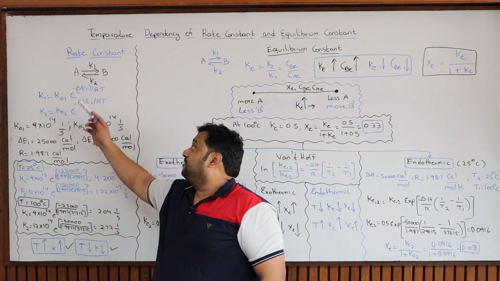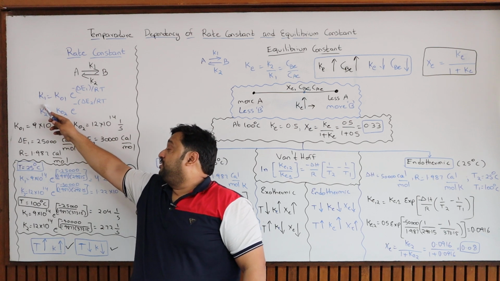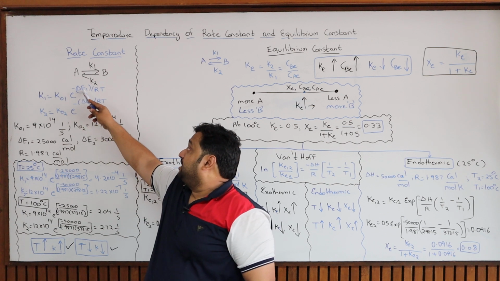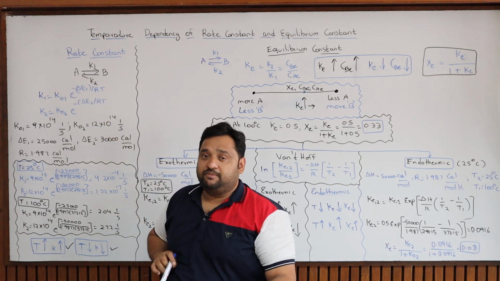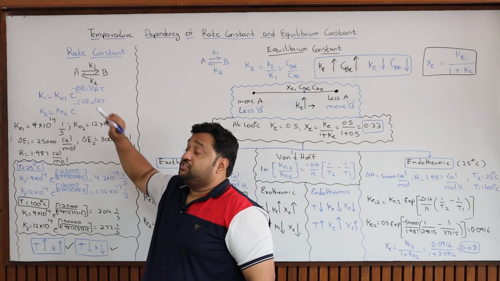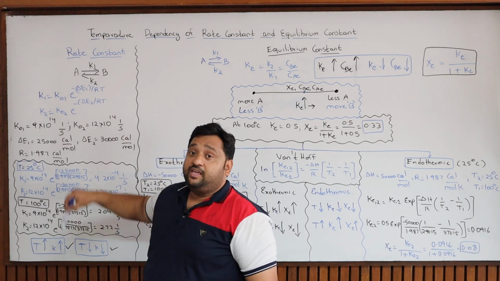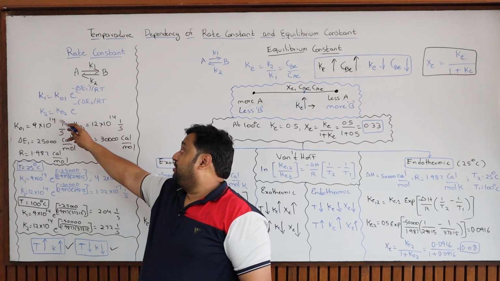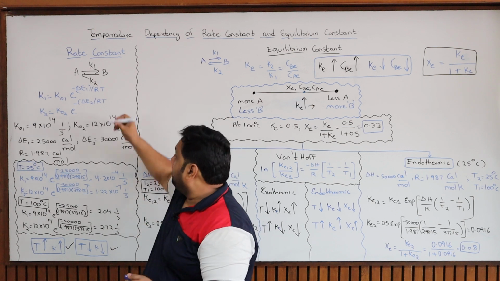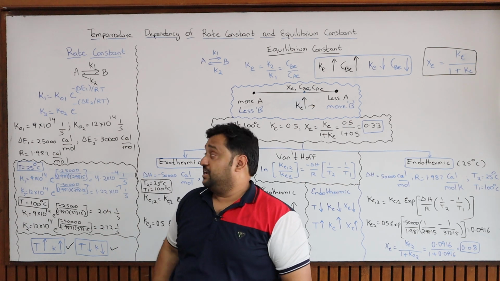For example, for the first rate equation, the rate constant for the forward reaction is equal to the pre-exponential constant times exponent of minus delta E1 by RT. You know, T is the temperature, R is the universal gas constant, and delta E1 is the activation energy for the first forward reaction. Similarly, K2, the rate constant for the backward reaction, is nothing but the pre-exponential constant times exponent of minus delta E2 by R into T. Delta E2 is the activation energy for the backward reaction.